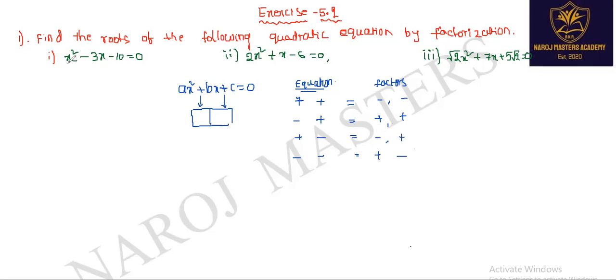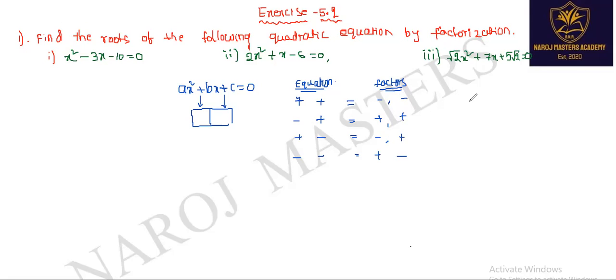Now look at our first quadratic equation, x square minus 3x minus 10 equal to 0. Here we have both negative signs. So both negative means what? One is plus, one is minus. So we will get one plus factor and one minus factor. This is the sign convention of the factors and the equations. Okay.